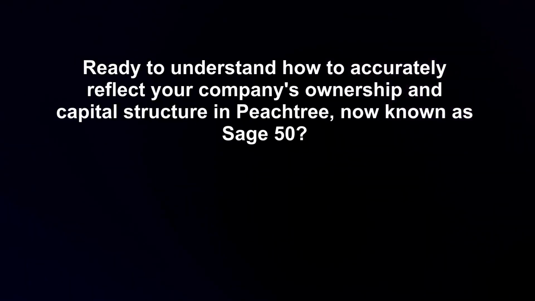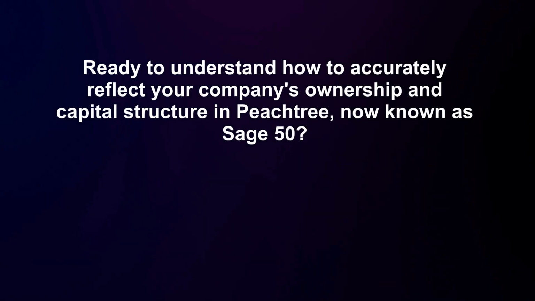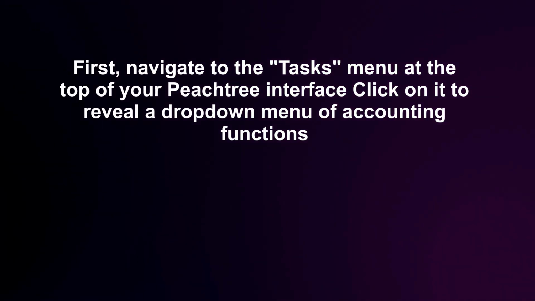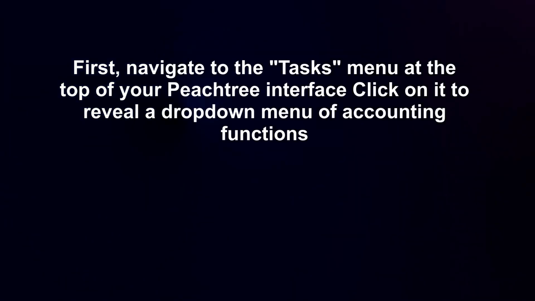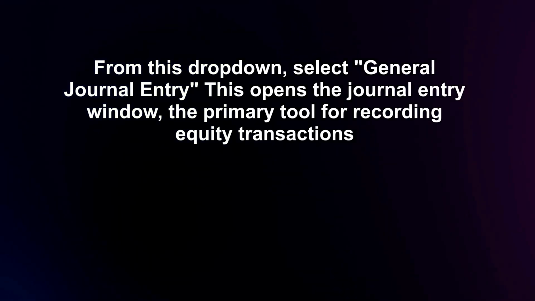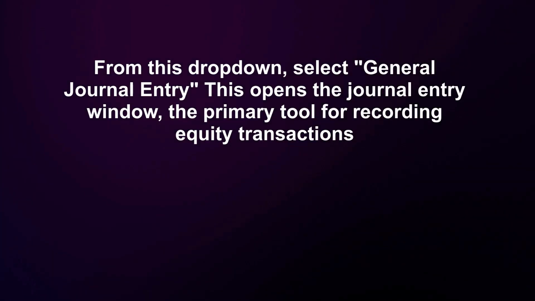Ready to understand how to accurately reflect your company's ownership and capital structure in Peachtree, now known as Sage 50? First, navigate to the Tasks menu at the top of your Peachtree interface. Click on it to reveal a drop-down menu of accounting functions. From this drop-down, select General Journal Entry. This opens the Journal Entry window, the primary tool for recording equity transactions.